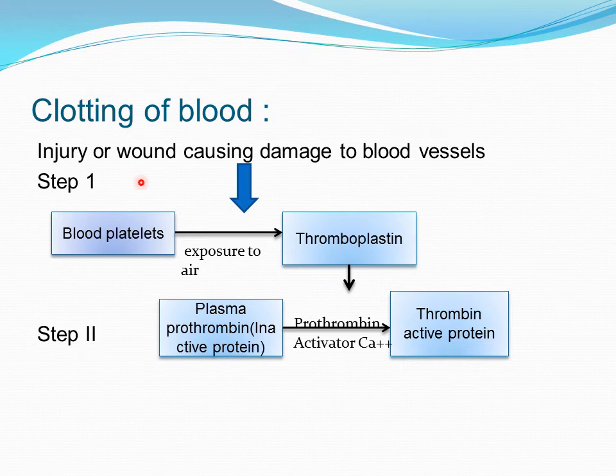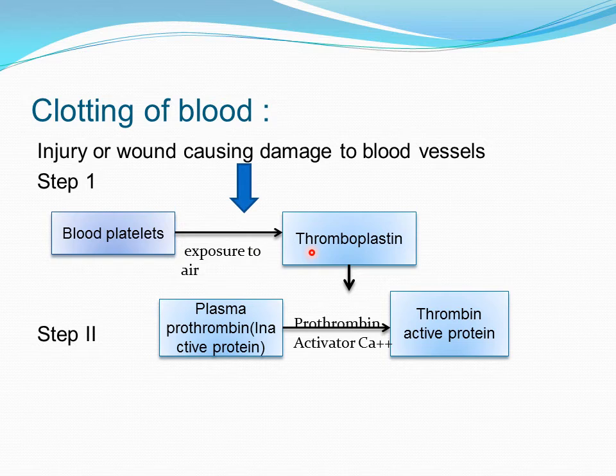Now here comes the flow diagram of how the clotting of the blood is occurring. Now see, injury or wound causing the damage to blood vessels. Now blood has started oozing out. Blood platelets coming in contact with air. They are exposed to air.